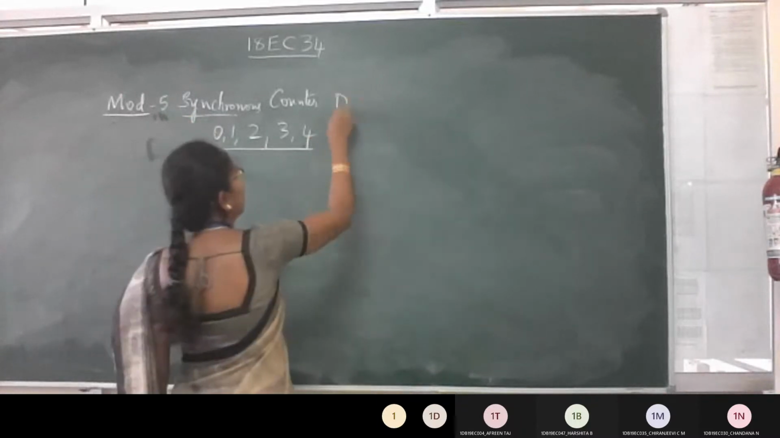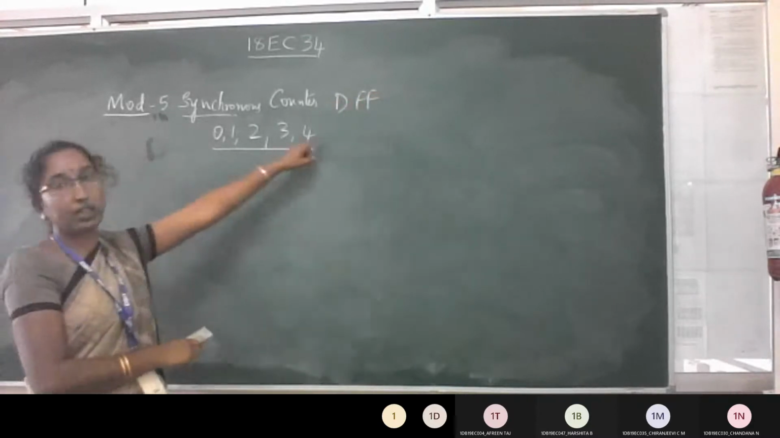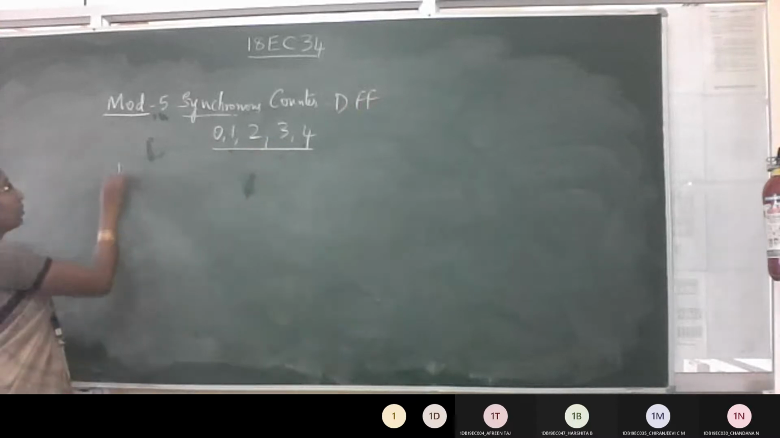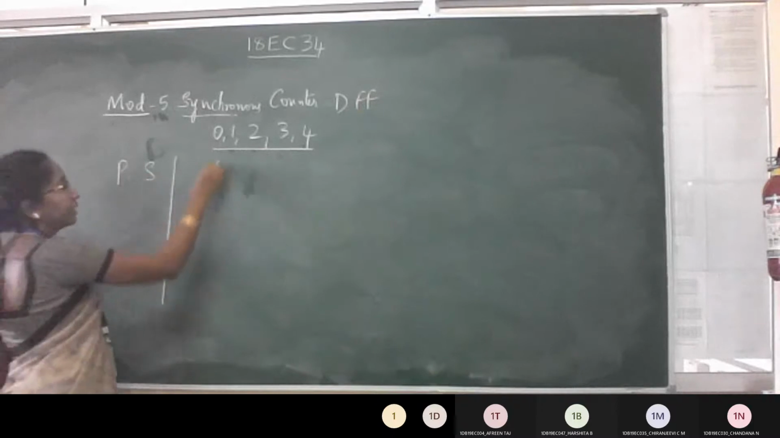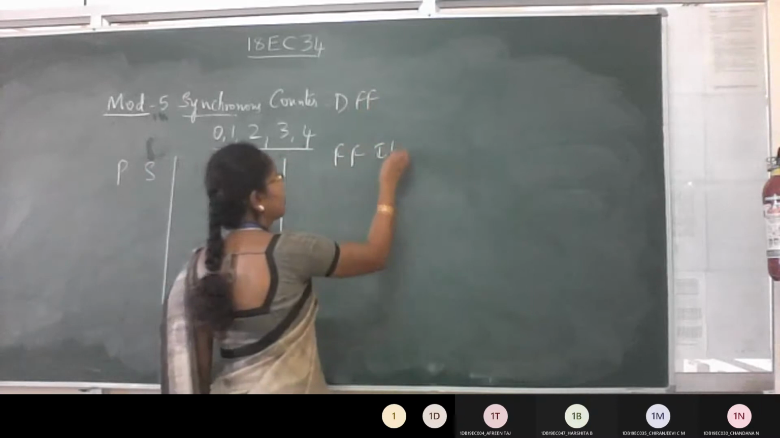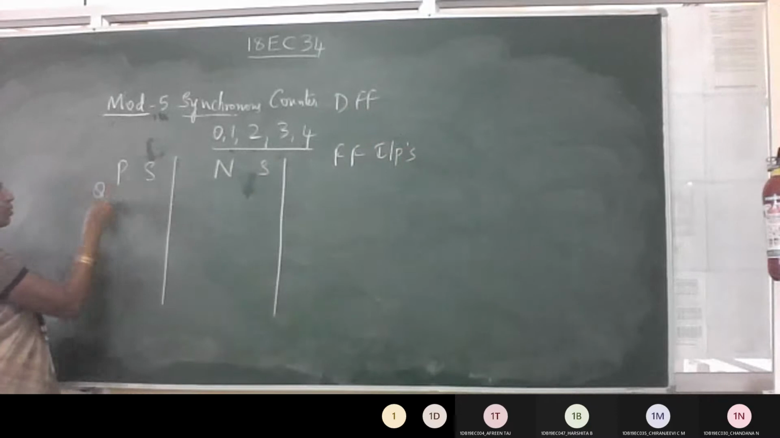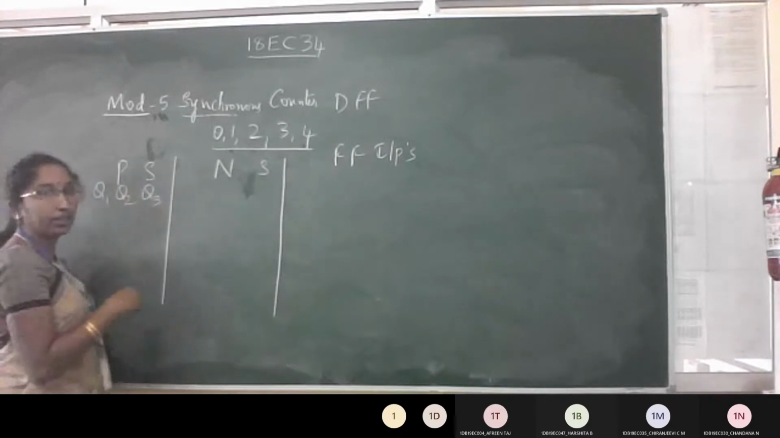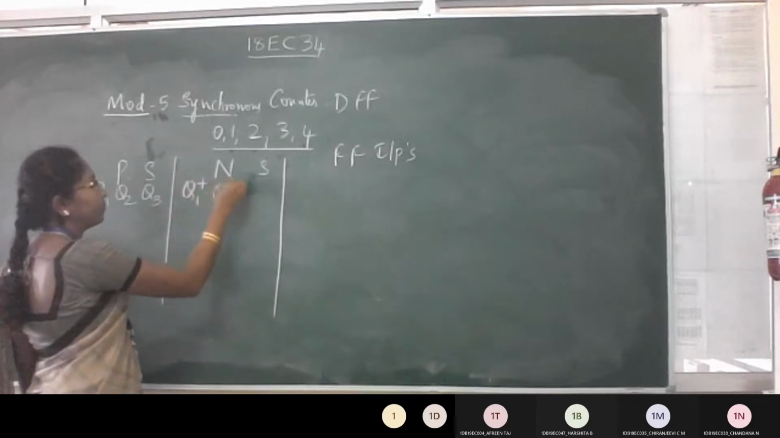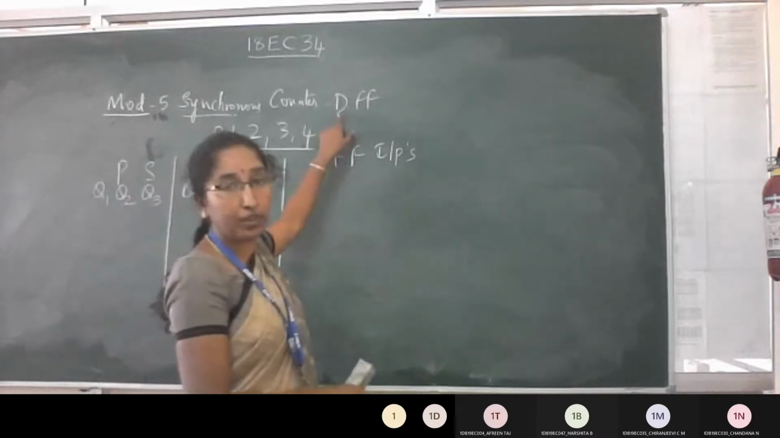Let me take D flip-flop itself. Designing a mod 5 counter using D flip-flop. The states are given 0, 1, 2, 3, 4. Now the table consists of present state, next state, then flip-flop inputs. Now it is 3 bits, so let me take Q1, Q2, Q3, or you can take QA, QB, QC. Here the next state will be indicated with a plus: Q1 plus, Q2 plus, Q3 plus. Then the flip-flop inputs are based on the specified flip-flop.